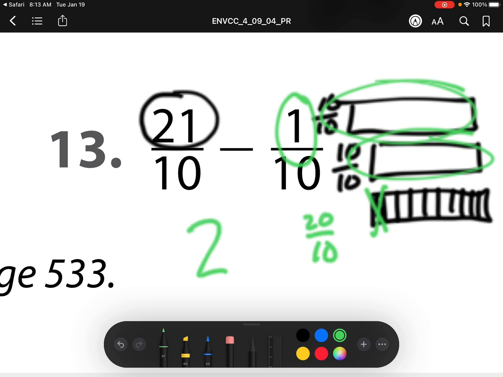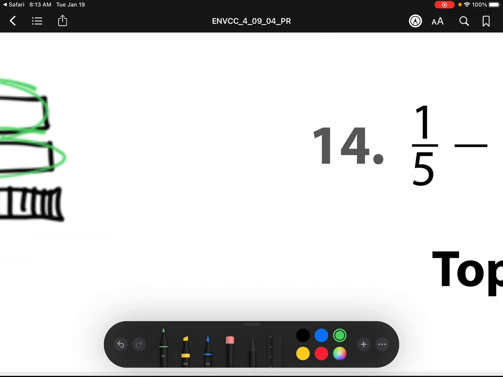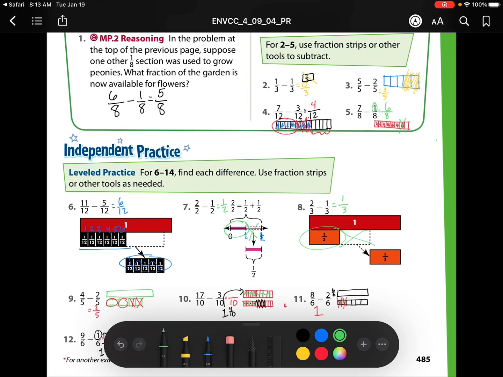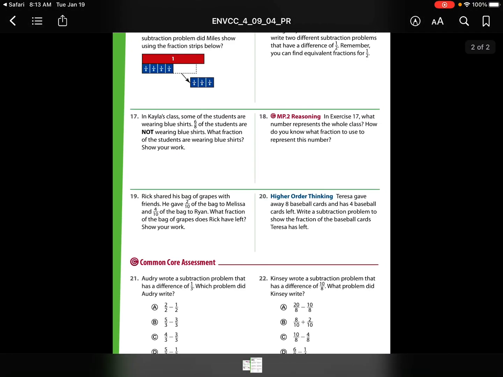Either answer was acceptable. And our last one, 1/5 minus 1/5. This one, we're not even going to draw a model because we know whenever we subtract one number and the exact same thing, it equals 0. So now let's head on to the next page.